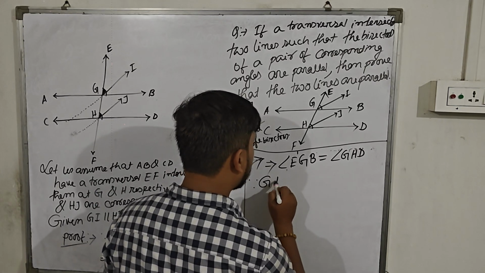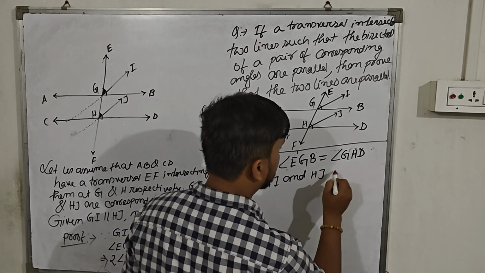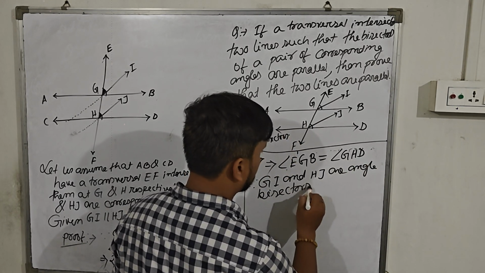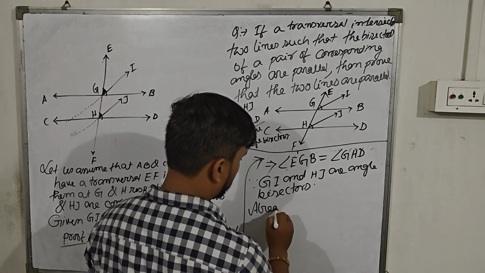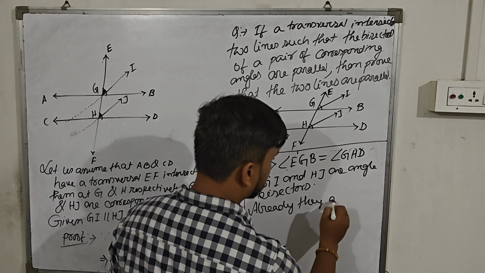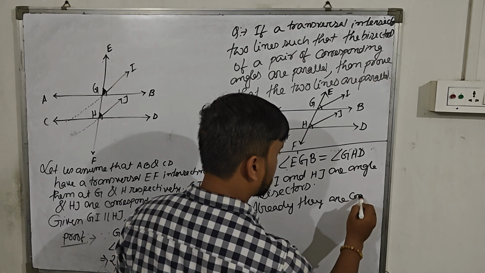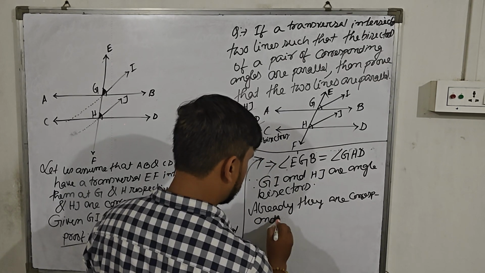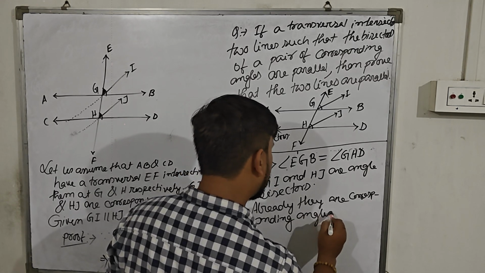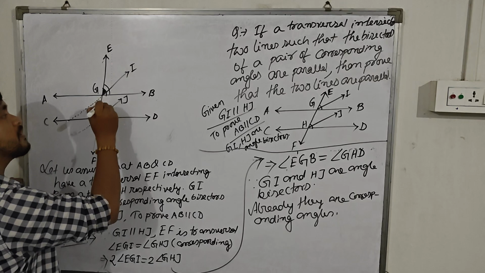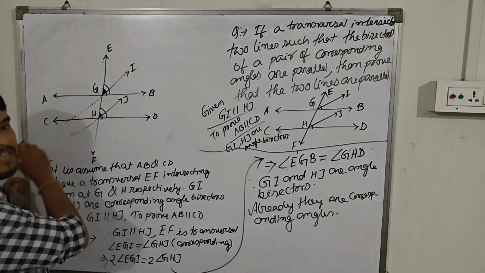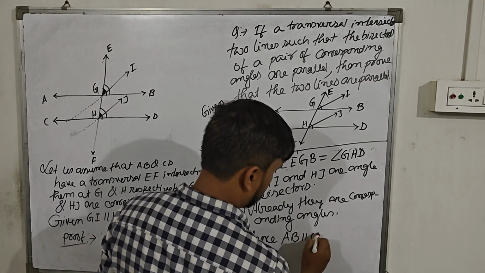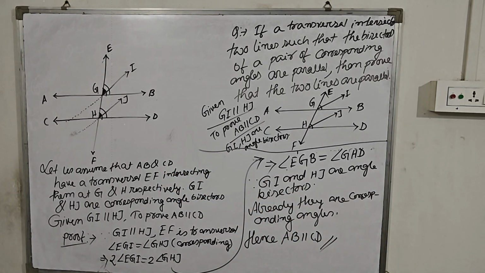Since GI and HJ are angle bisectors, they are corresponding angles. Carefully observe, these angles are corresponding and equal. Hence AB is parallel to CD.